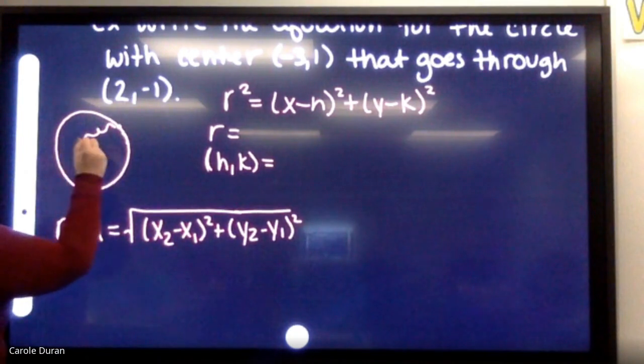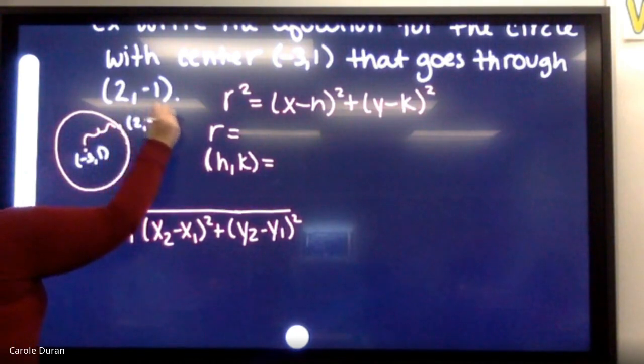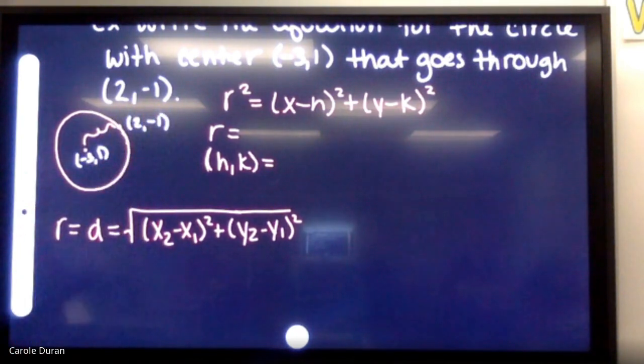X2 minus X1. I'm going to fill in the points. So -3, 1, and 2, -1. It doesn't matter which one you pick as the second point and which one you pick as the first point. It's going to work out the same either way.